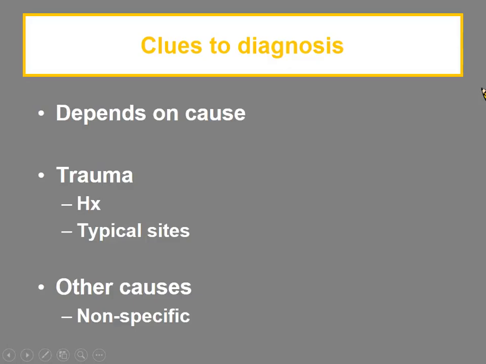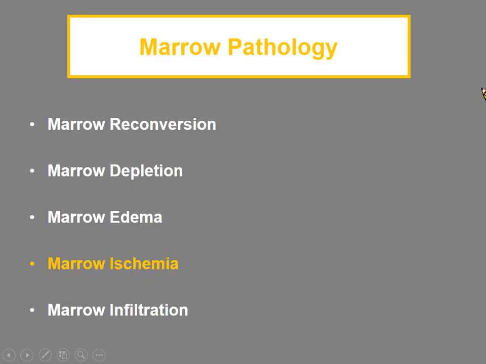So in terms of clues to diagnosis, it really depends on the cause. If it is due to trauma, you may get a relevant history, and they may tend to occur in very typical sites at opposing ends of a joint, like the other sites that we have seen in patients with ACL tear or in transient dislocation of the patella. But if it is due to other causes, it tends to be less specific.